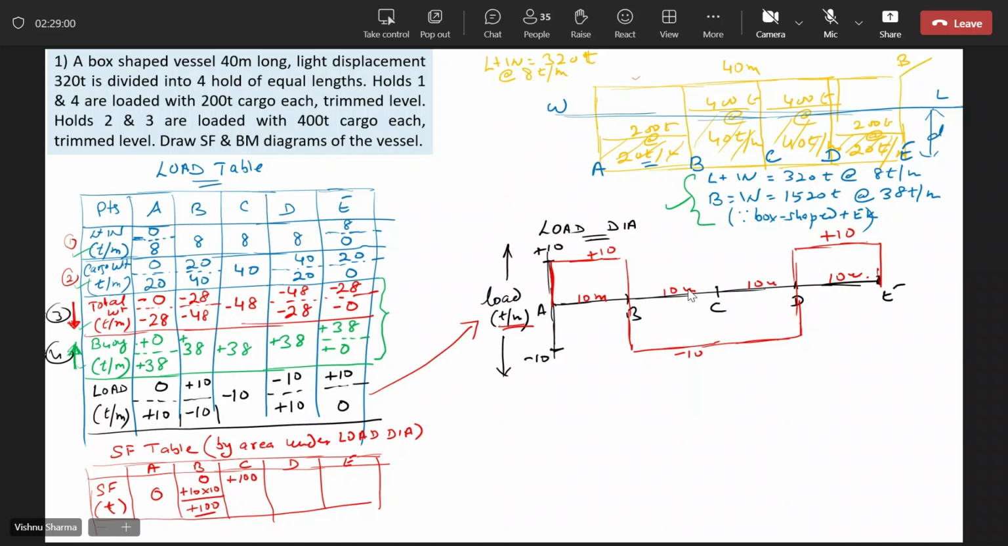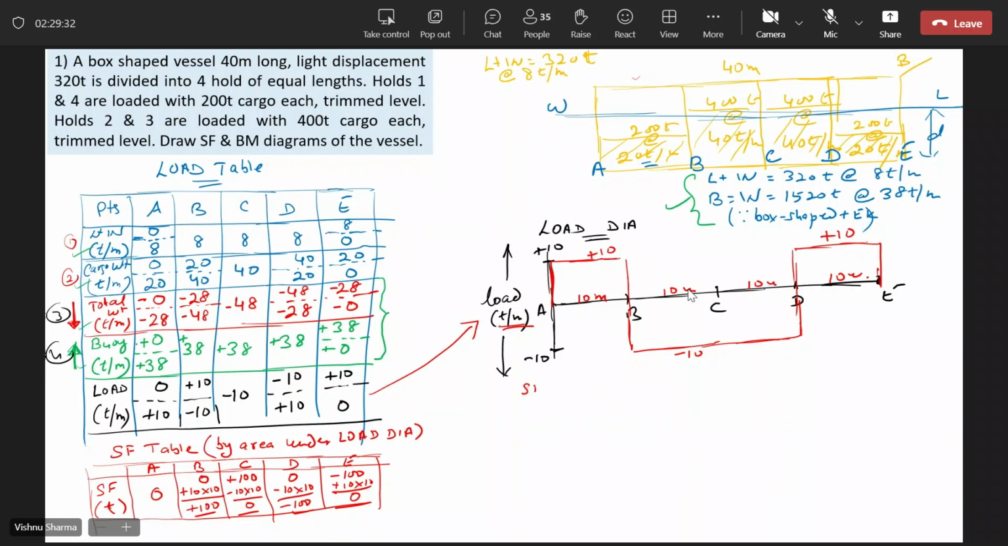Look at the diagram again. What is the change from B to C? Minus 10 into 10, making it 0. I carry forward 0. What is the change from C to D? Minus 10 into 10, minus 100. I carry forward minus 100, and the change is plus 10 into 10, which is 0. Correct, guys? Yes or no? Simple to get SF? Yes, sir.